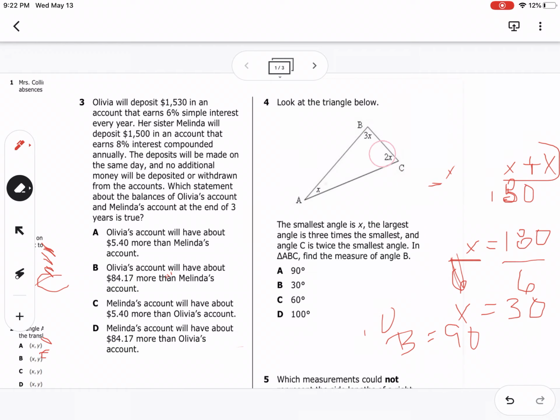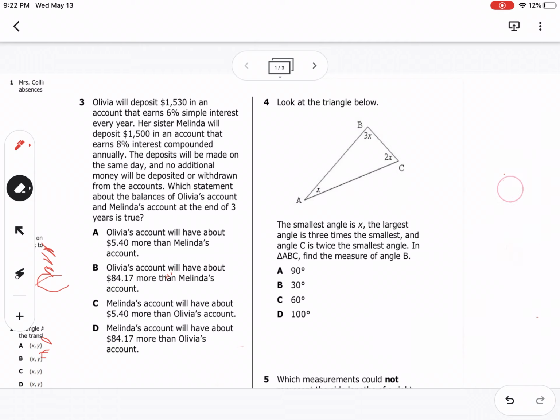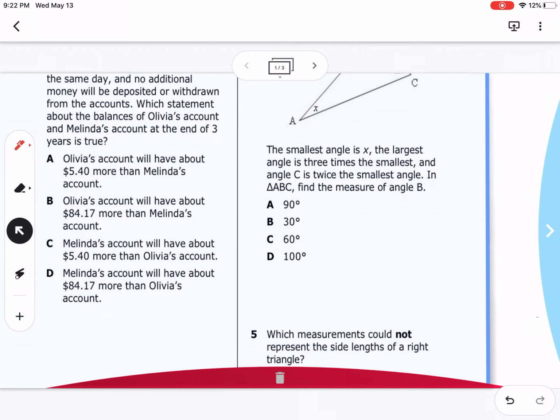I'm trying to move along as swiftly as possible, so stay with me here. Also, my iPad is on 12%, so I really hope that it's not going to die on me.